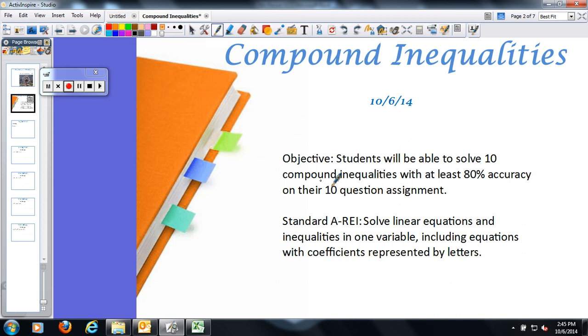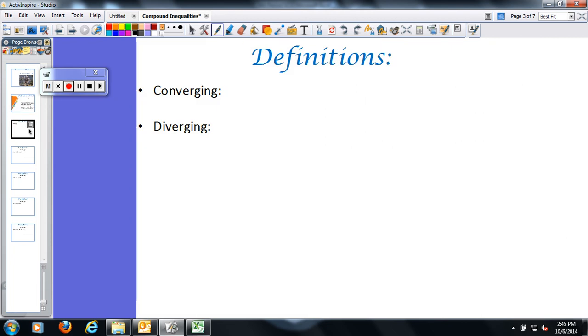So the objective for this lesson is for students to be able to solve 10 compound inequalities with at least 80% accuracy on their 10 question assignment. So you'll have a 10 question assignment tomorrow when you come into class. There's only two definitions, converging and diverging, which you need to make sure you find the definition of and then have those in your notes.